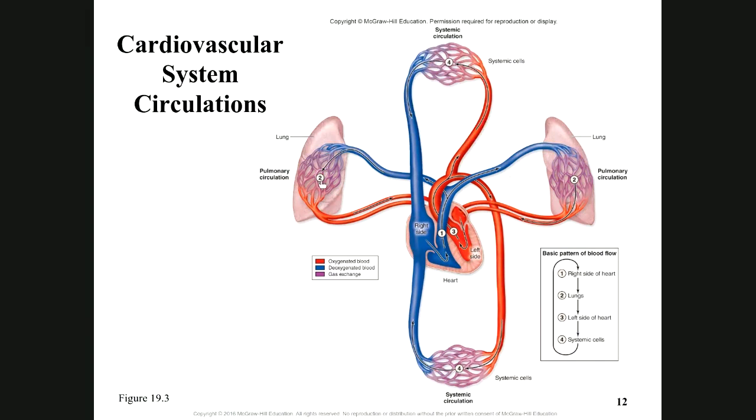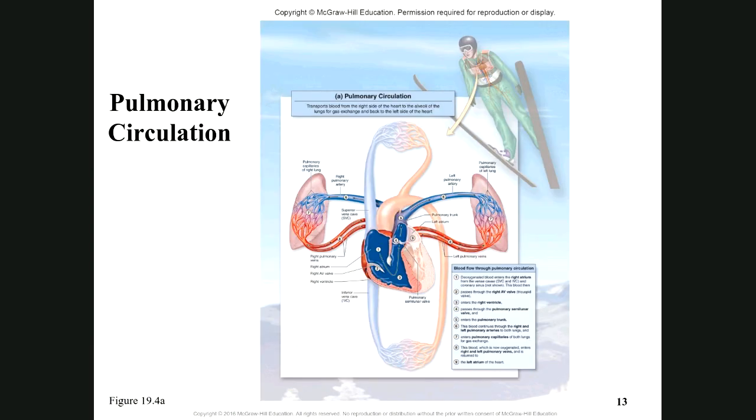Now, I want to show you separately. The first one is the pulmonary circulation. As you see in this picture, and you can check it in your PowerPoint. Here, they are very small. The pulmonary circulation starts from our right atrium. The blood from the superior vena cava and inferior vena cava comes to our right atrium.